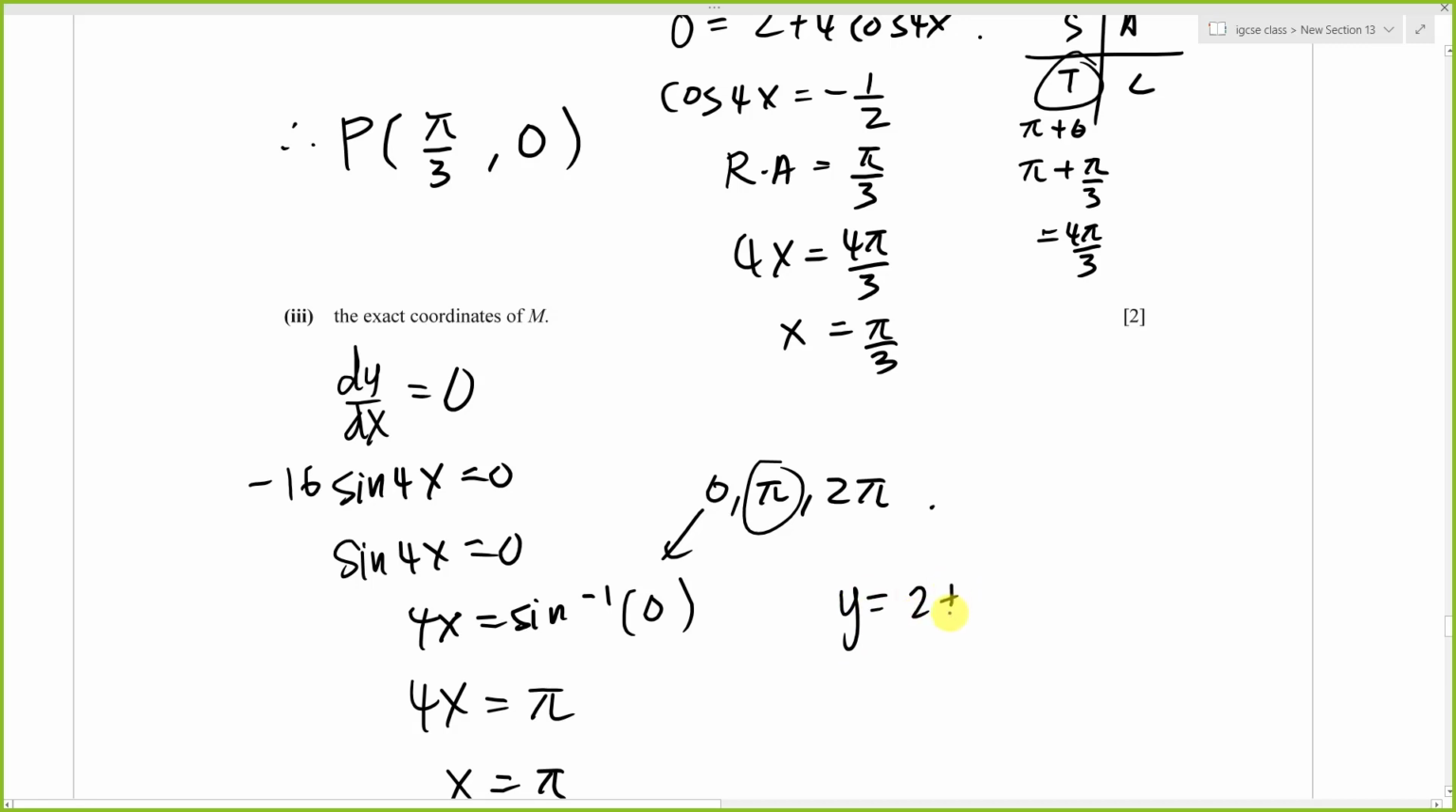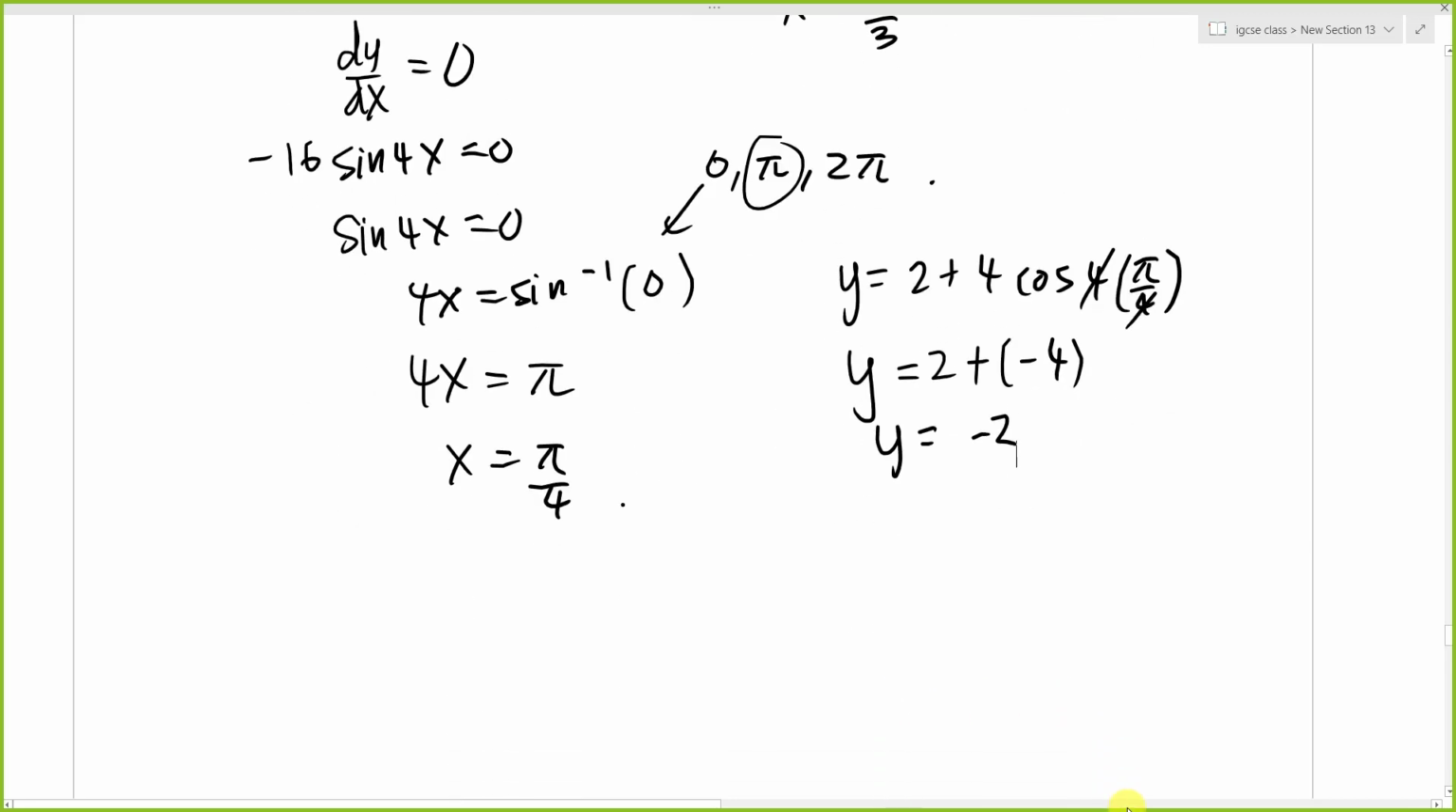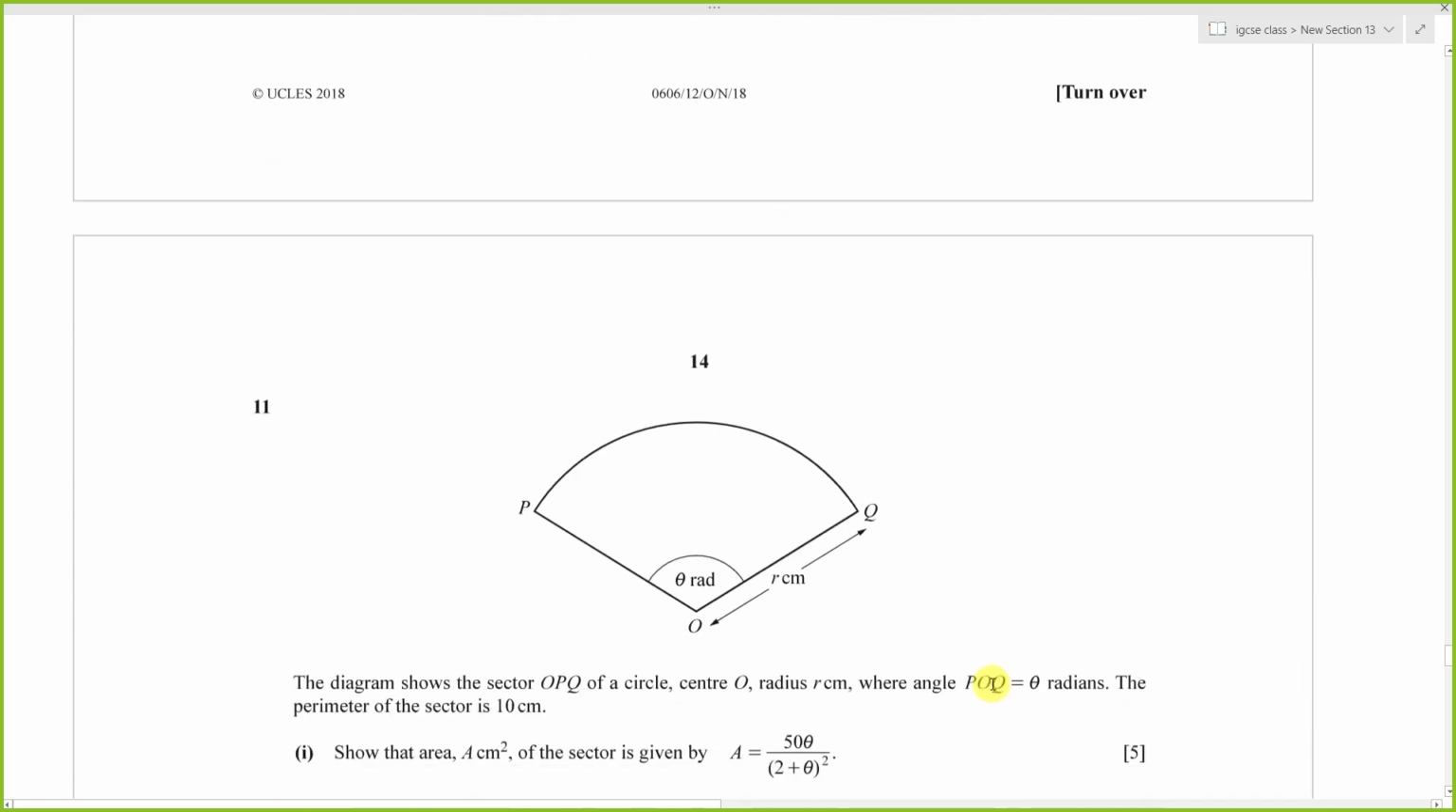y equals 2 plus 4 cos 4 pi over 4. Then I simplify. cos pi is -1, so 2 plus 4 times -1 is -2. So y is -2. So my exact coordinate for M should be pi over 4 and -2. Okay, so make sure you do it carefully. You should be able to get the correct answer.